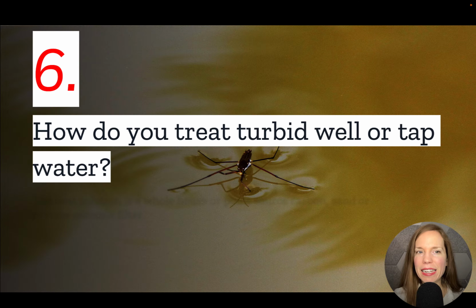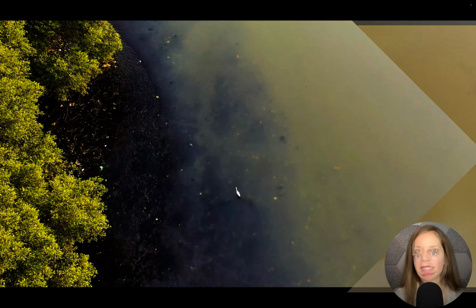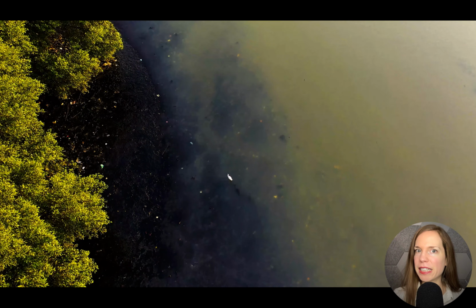And finally, number 6. How do you treat turbid well or tap water? Fortunately, today there are many options and most water filters will help remove turbidity. But the best solution is either a whole house or point source carbon sand or reverse osmosis filter. So that covers the basics of turbidity in water.